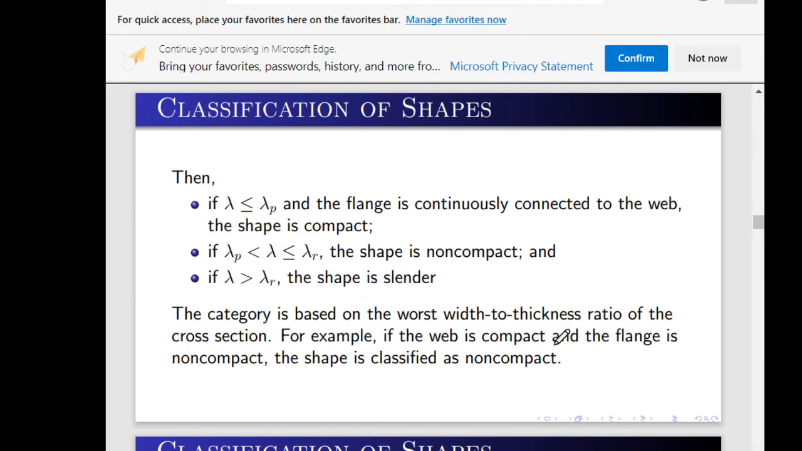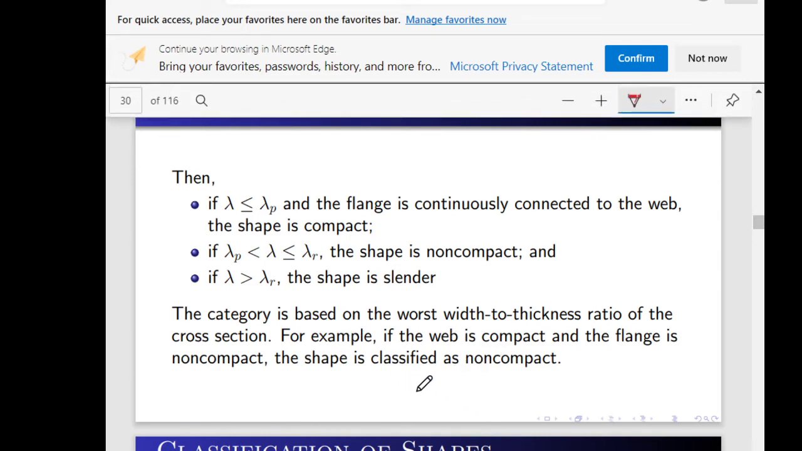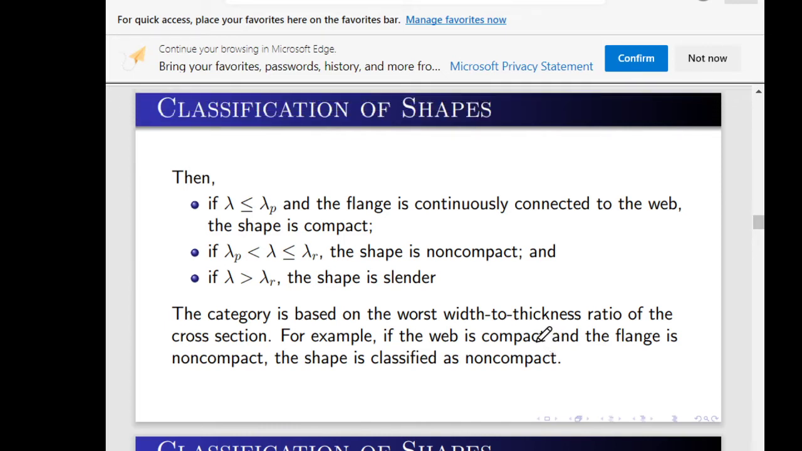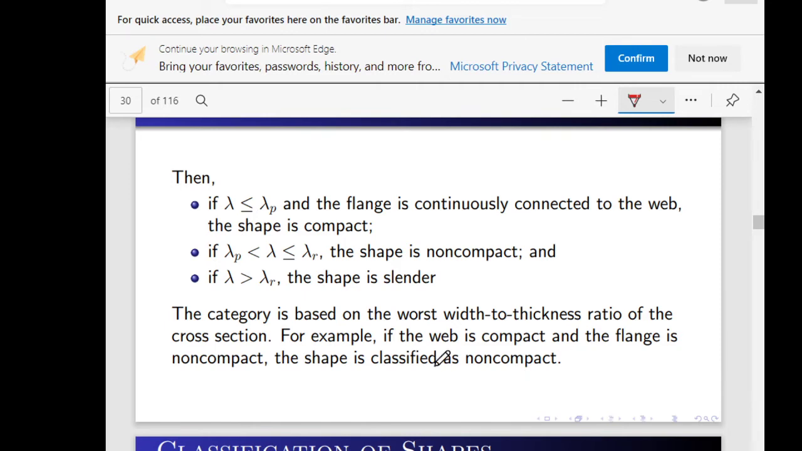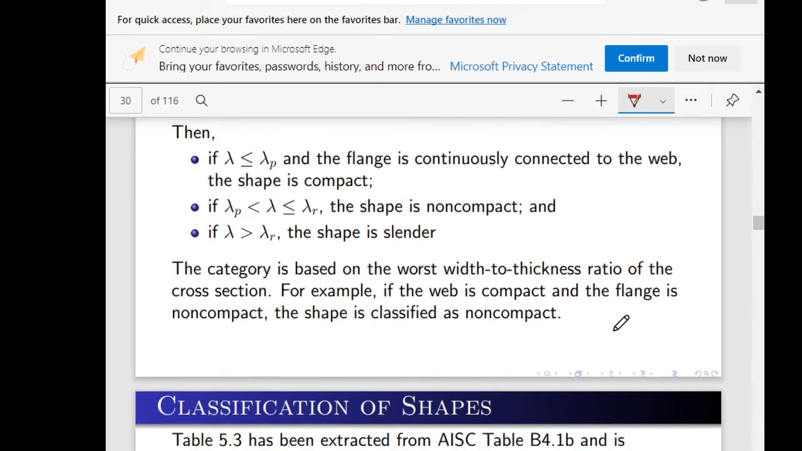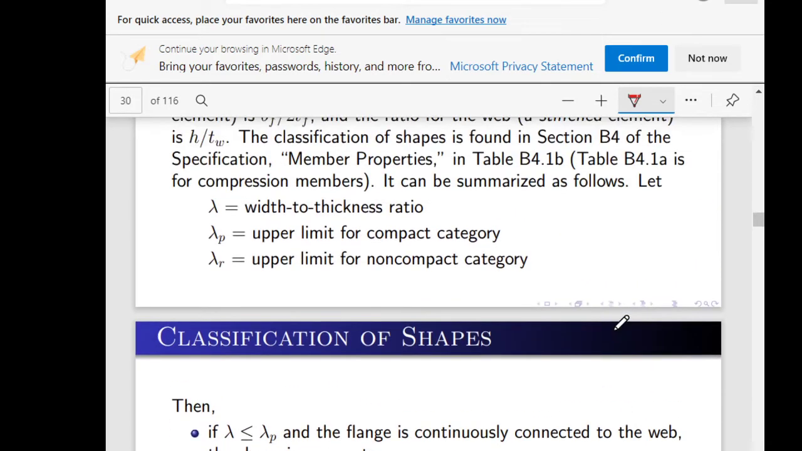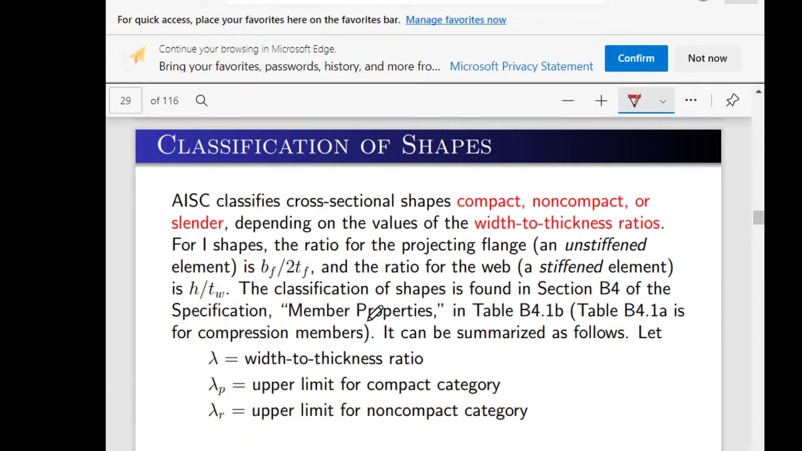For example, if the web is compact and the flange is non-compact, the shape is classified as non-compact. So this means that the overall description of the shape is non-compact. So you have to see this one for member properties, Table B4.1b.